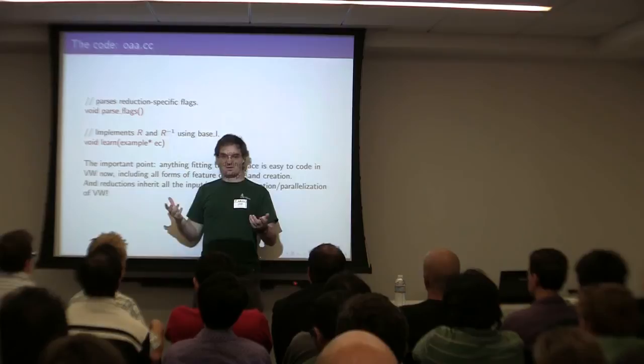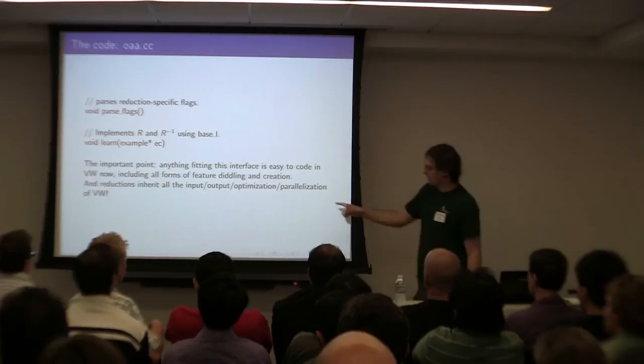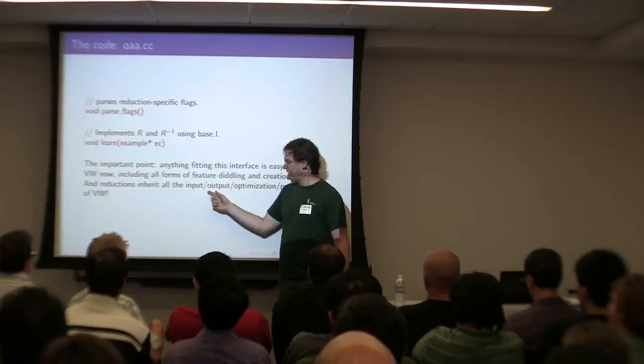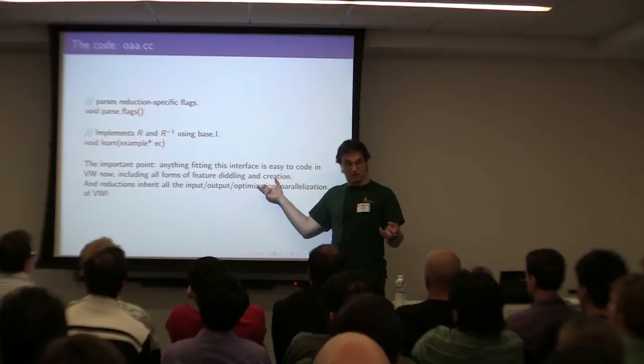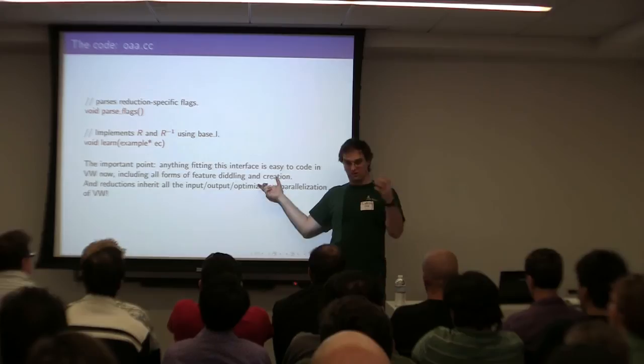And then the other thing that's really important is that you inherit all of the input mechanisms, all the output mechanisms, all optimization mechanisms. So you can still do online, the adaptive, safe, normalized, online gradient descent. You can still do the LBFGS, and you can still do the parallelization that I was just talking about.